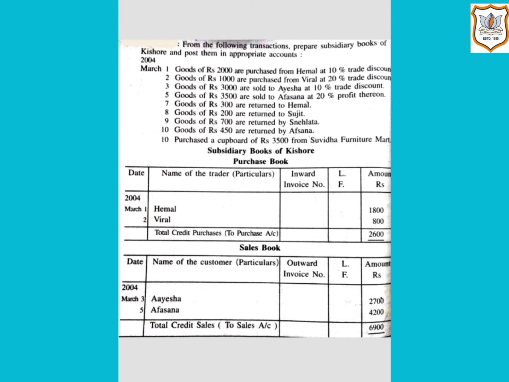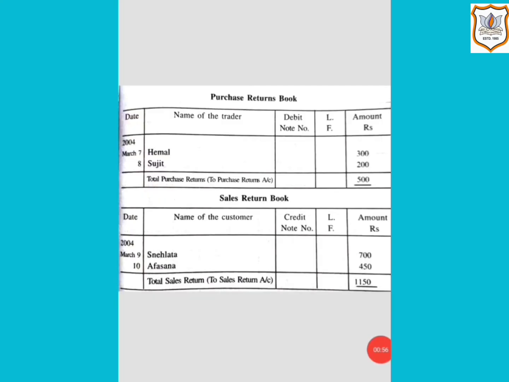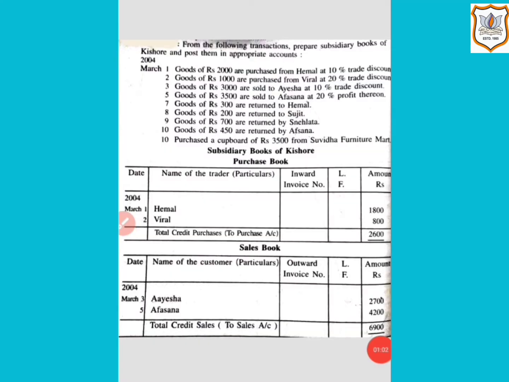That means today we are going to learn posting from subsidiary books with the help of this illustration. As you can see here, various transactions are given. On the basis of that, we have to prepare the purchase book, then the sales book, after that the purchase return book and sales return book. We know that in the purchase book, the names of the traders are given, that is Hemal and Viral. So we know that they are our creditors. Similarly, the names of the customers are given in the sales book and they are our debtors.